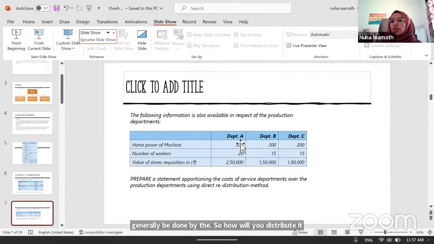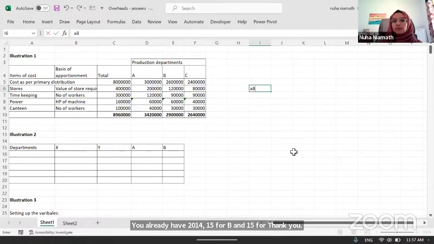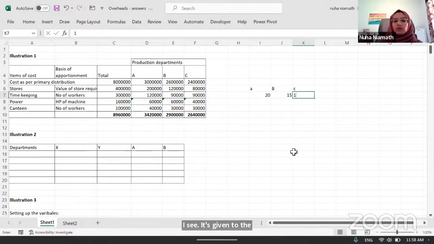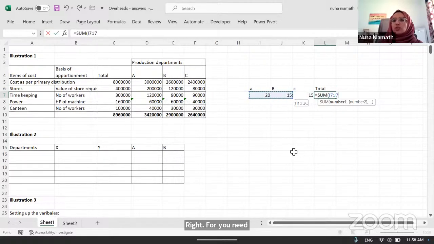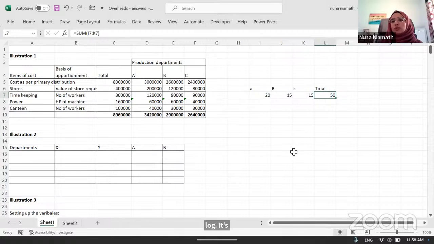You already have 20 for A, 15 for B, and 15 for C, correct? So if you look at the ratio, we have A, B, and C, right? It's given to be 20 workers, 15 workers, and 15 workers. So you need to calculate the total of this. That would be the sum of 20 is to 15 is to 15, which is 20 plus 15 plus 15. That gives you a total of 50, right? So this will become your ratio. Okay, it's clear, right? Perfect.